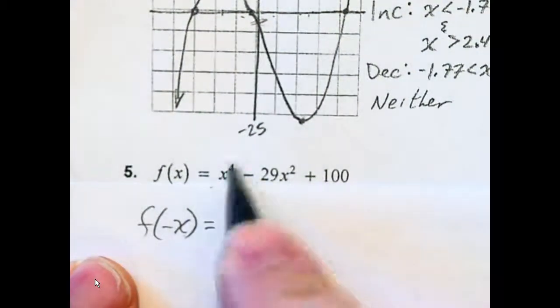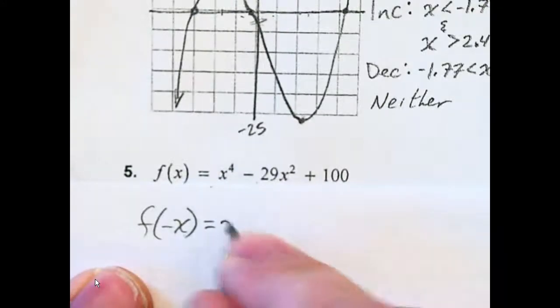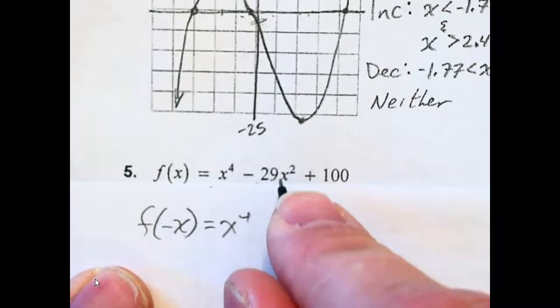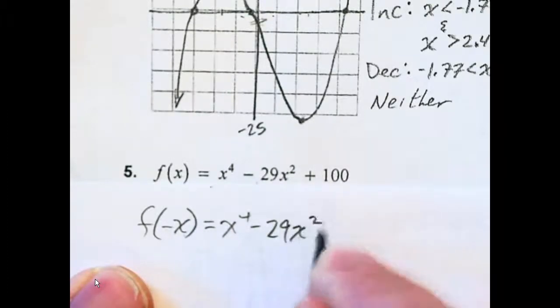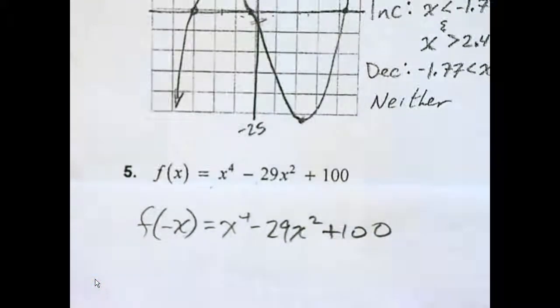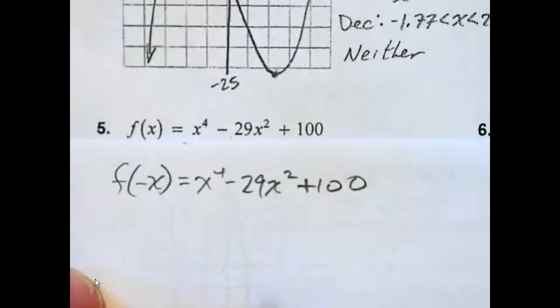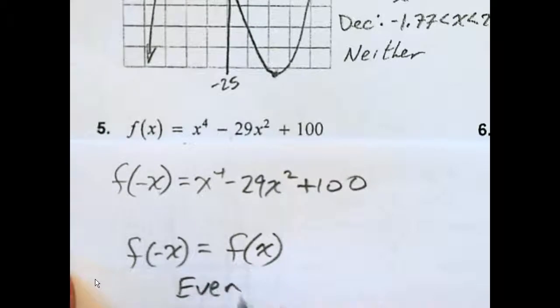Does this change? Negative times negative times negative times negative? No. Does this change? No, because they're even. Okay? That becomes negative 29x squared, and that stays the same. If it's even, write down what the statement is. If it's even, f of negative x has to equal f of x. If that's true, then it's even.